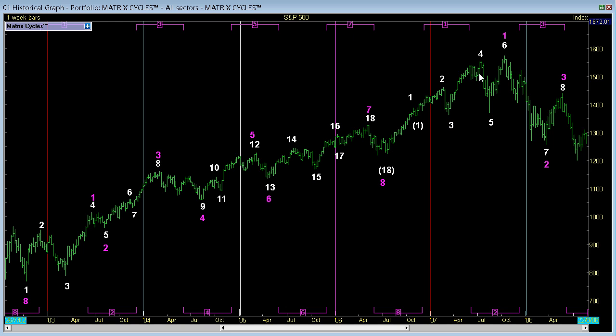Same situation throughout. If you're going to be on a smaller time frame, so you're going to trade a few weeks at a time, then you want to be trading the MC1 in the direction of the MC2, or if you want to trade for a few months at a time, then the MC2 in the direction of the MC3.